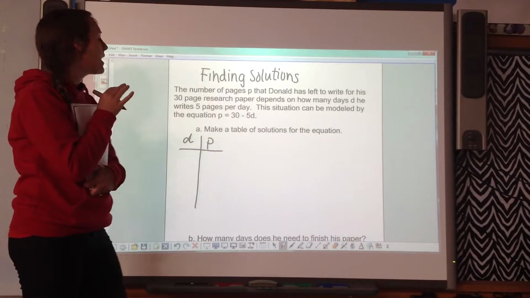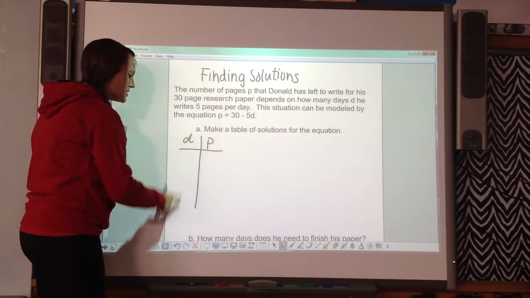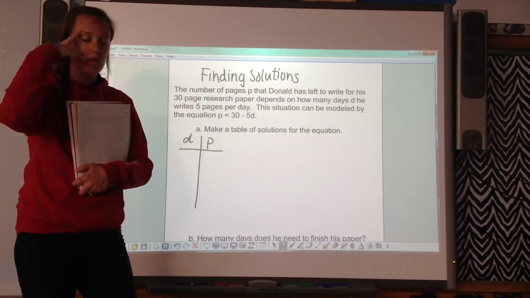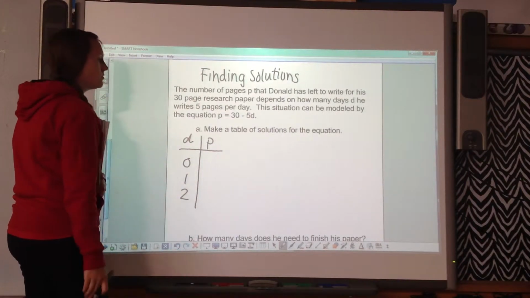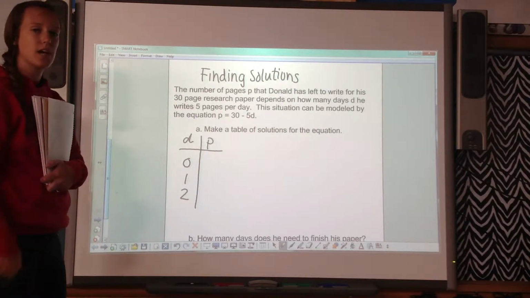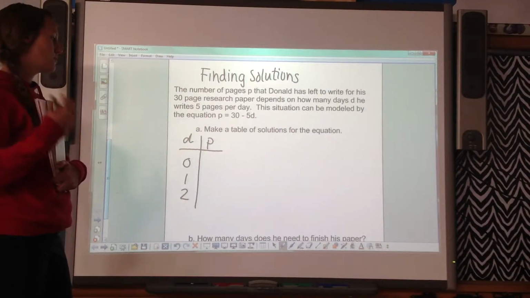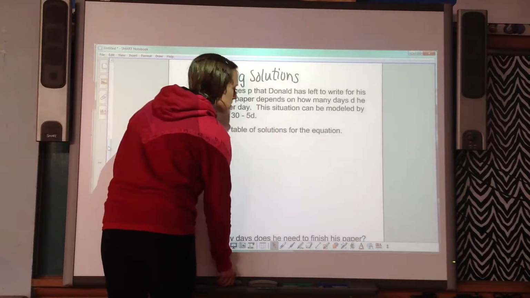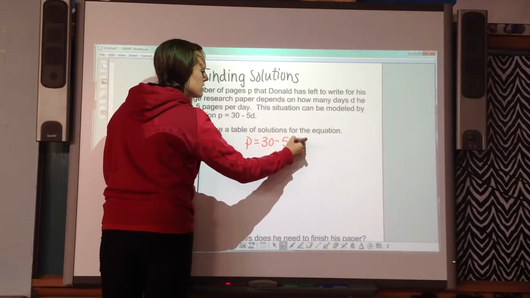It doesn't tell us how many days, so you're going to have to come up with x values or inputs or D values. So maybe I'm going to think easy here. I'm not going to be in the hundreds or anything. I'm going to do 0, 1, and 2. Okay? I want to see how many pages he has written after 0 days, after 1 day, after 2 days. Maybe you can even see this without even doing the equation. I would like to see the work done for this. Don't do it in your head.